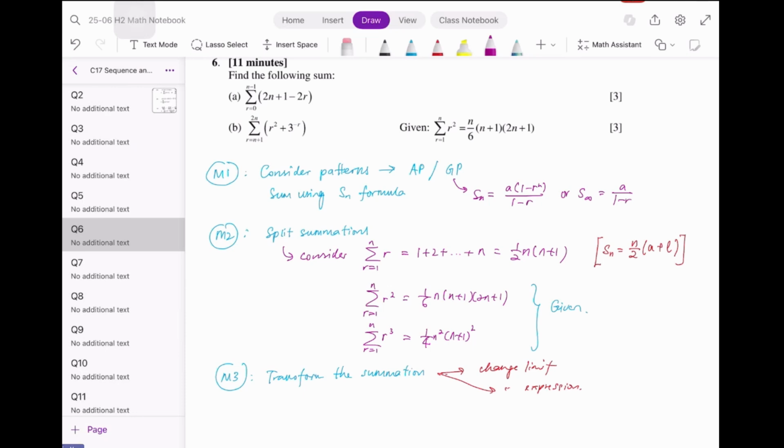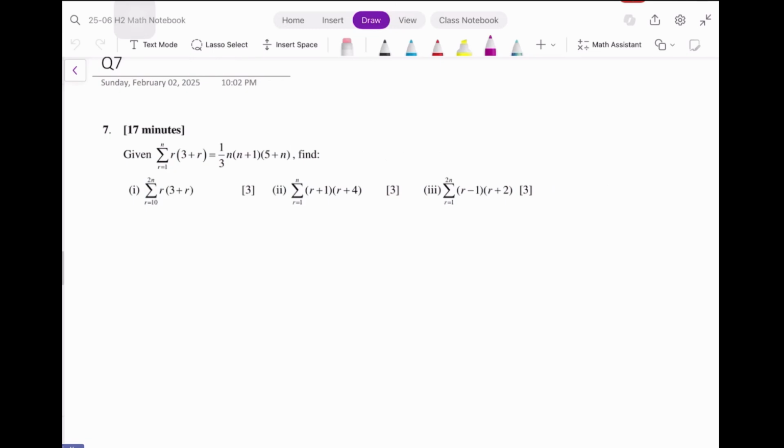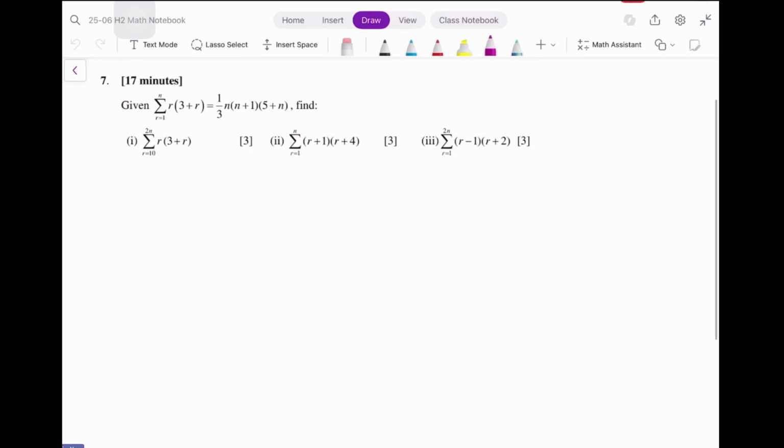Next one, question 7. We'll look at question 7 to look at the change of limits. Some of you did it by brute force: you expand and then you split. That can work, but the problem is you're not using what is given. Because this is given, you are expected to use it and apply it to the summation.